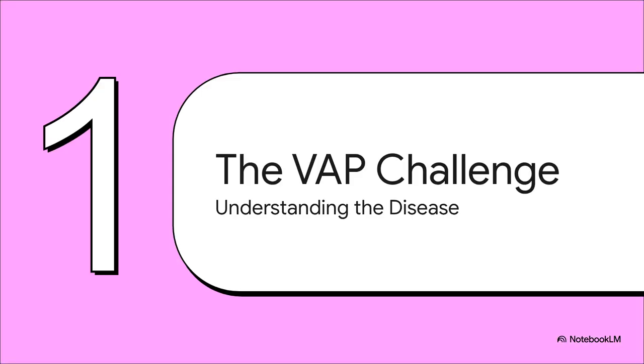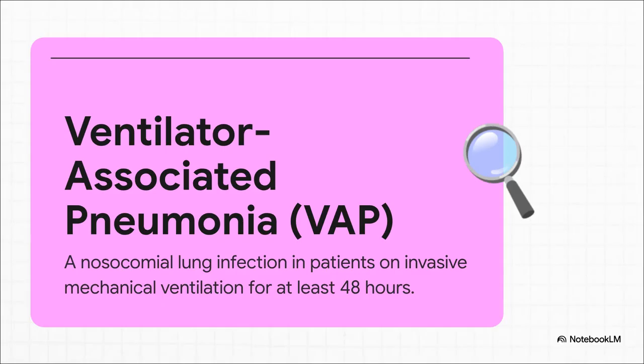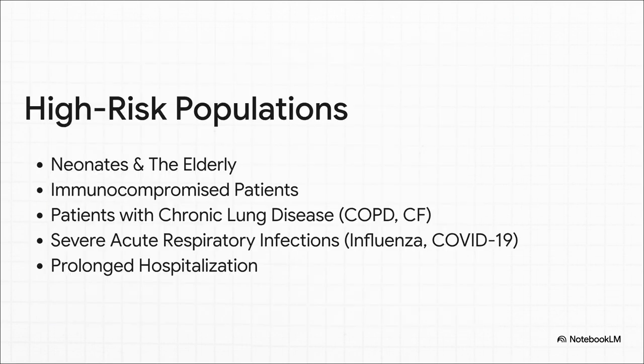All right, first things first. What exactly is VAP? Let's get a clear definition on the table and talk about who is really in the danger zone for this infection. So at its heart, VAP is a nosocomial infection, meaning it's acquired in the hospital. The real defining feature, though, is its link to a mechanical ventilator. If a patient develops pneumonia after being on a ventilator for at least 48 hours, we call it VAP. You see, that breathing tube, as life-saving as it is, can also become a direct highway for bacteria to march straight into the lung.